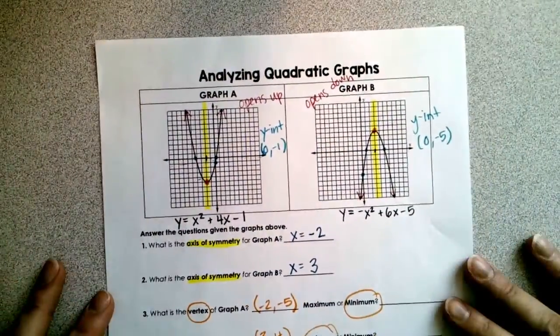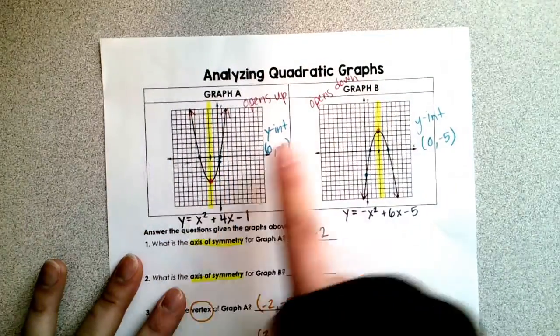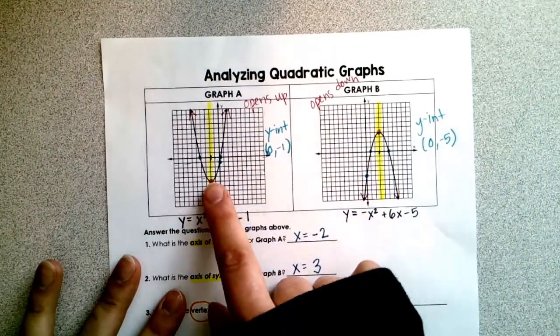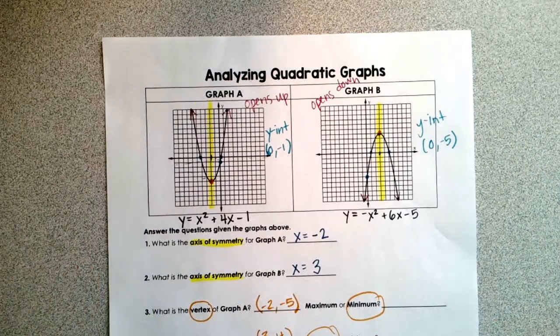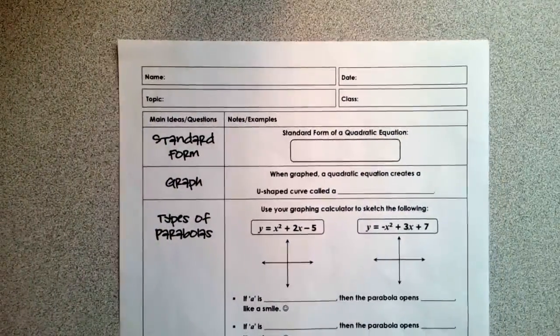So, in the last video, we learned how to identify the axis of symmetry of a parabola and the vertex of a parabola by looking at the graph. Today we're learning how to do that when I only give you the equation. So first we need to talk about just some basics of what is standard form and what does an equation look like.